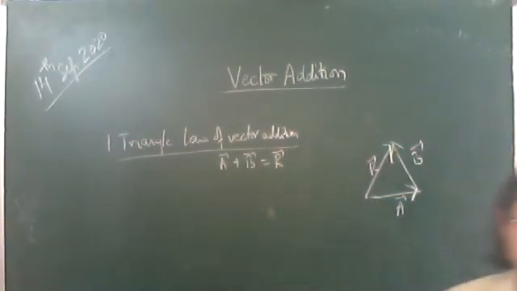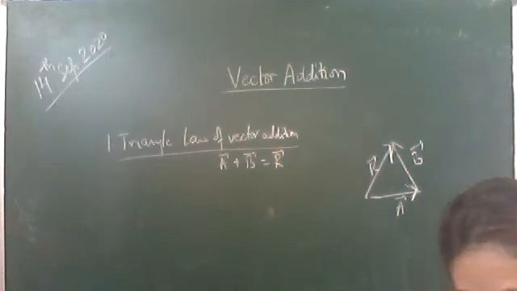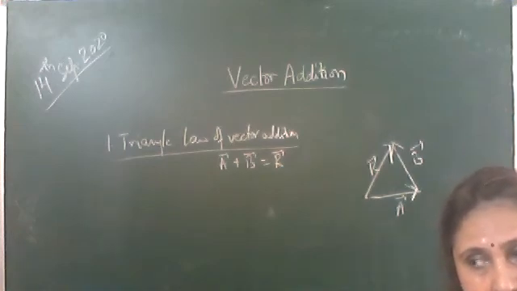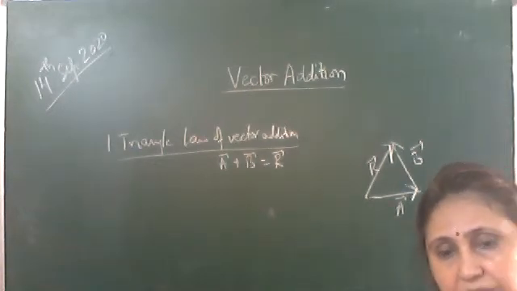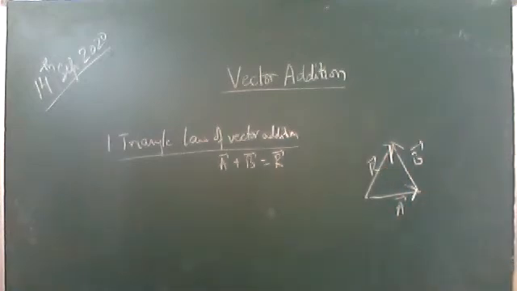So write its statement. Write down: if two vectors can be represented by the two sides of a triangle taken in same order, then their resultant is given by the third side of the triangle taken in opposite order. You can draw the figure and write down A plus B vector is equal to C vector.